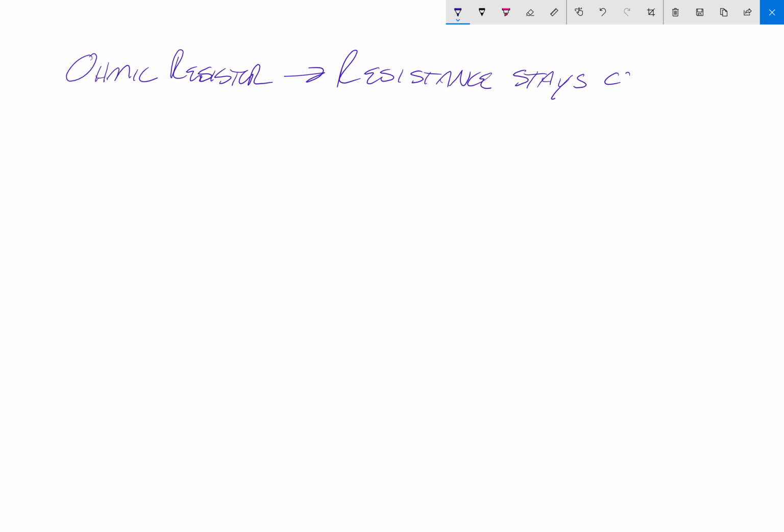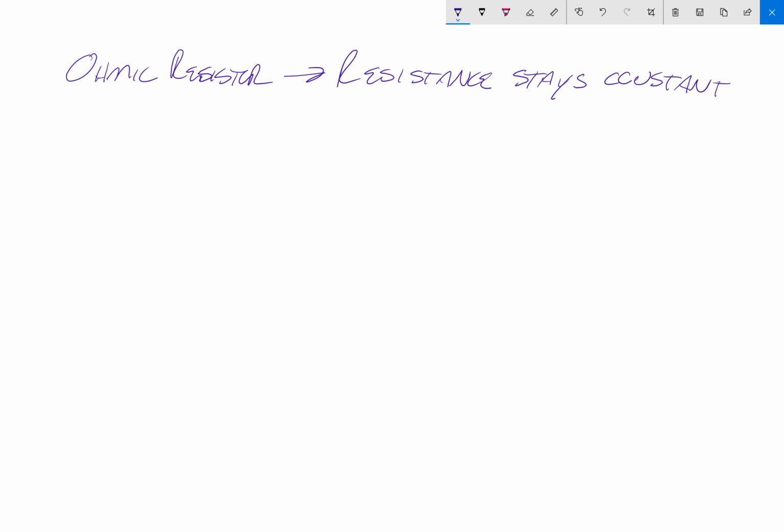So just a couple things that have come up through emails and through that Google Meet. So first of all, an ohmic resistor, keeping it simple: the resistance stays constant. That's all. So you should know by now that the slope of the voltage versus current graph was linear in your lab, and that means the resistance is constant since the slope is resistance. So if it's not linear, it's not constant.